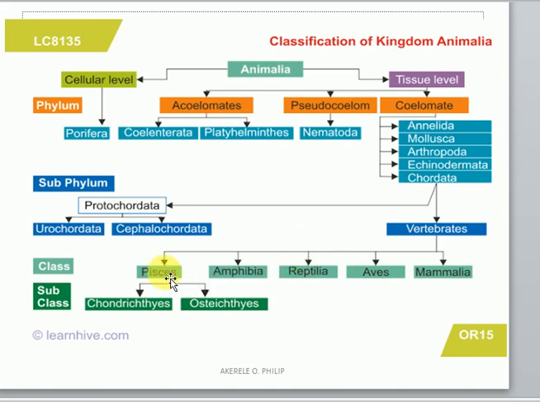These are the Pisces. Now we have two classes of those: Chondrichthyes, which means cartilaginous fishes, and Osteichthyes, which are what? Bony fishes. Now let me go back to here and give you a diagram on this. These are your sponges. This is how they look like.